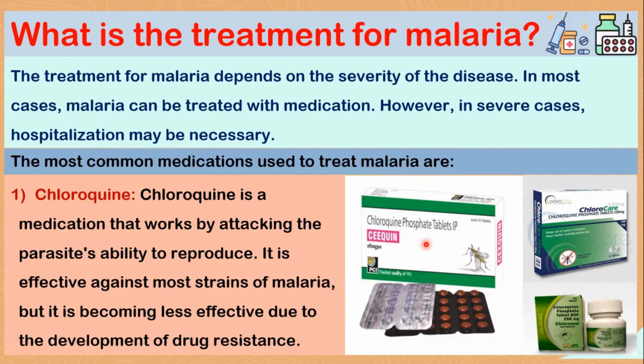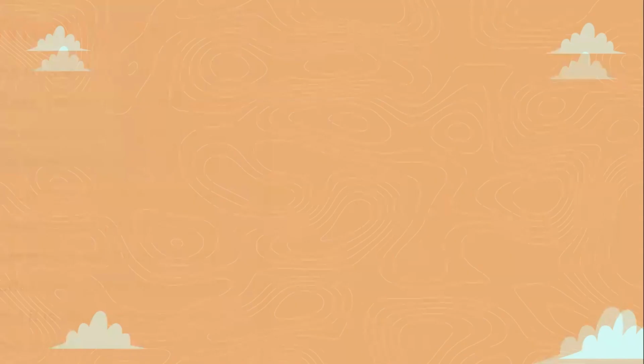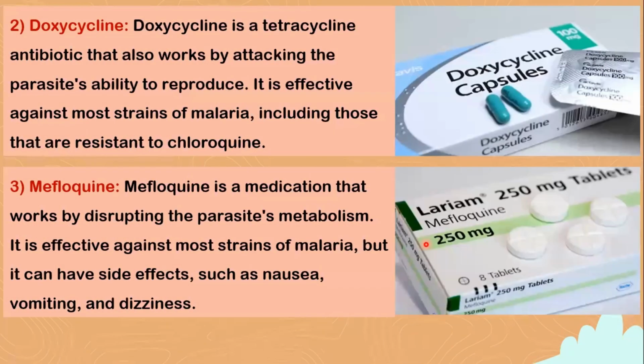Let's move on to the second drug, doxycycline. Doxycycline is a tetracycline antibiotic that also works by attacking the parasite's ability to reproduce. This works in the same way as chloroquine, which we discussed earlier. It is effective against most strains of malaria, including those that are resistant to chloroquine. Doxycycline is also effective against a wide range of bacteria.